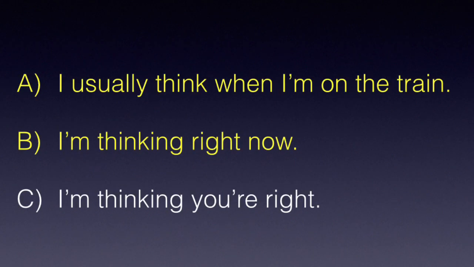Number 2, only A and B are correct. A, I usually think. That's an action verb. It's about the process of thoughts occurring in your head. Okay, so that's a routine, repeated action, or whatever. B, I'm thinking right now. So yet again, it's about thought processes occurring within your head.